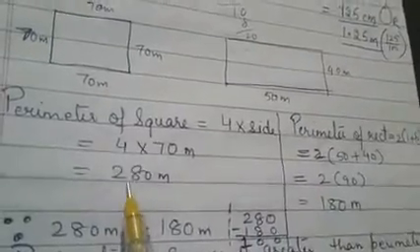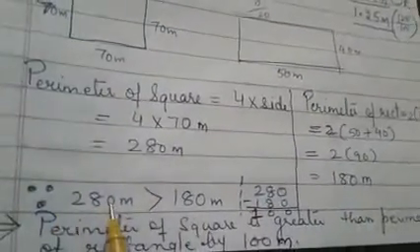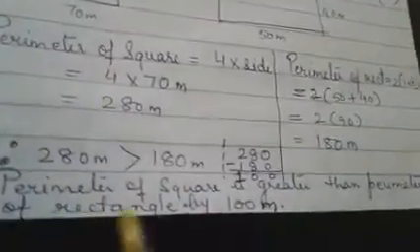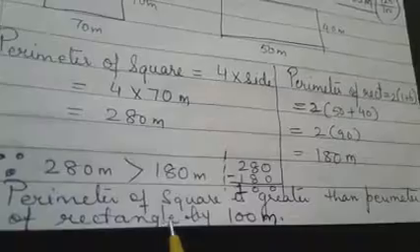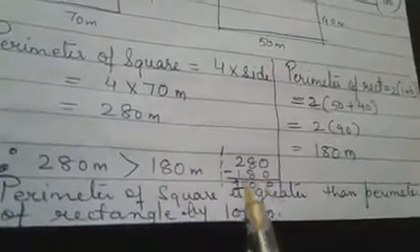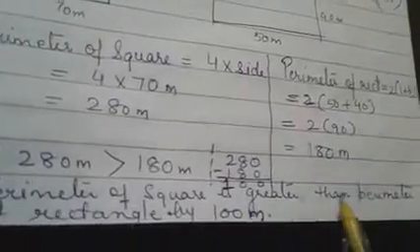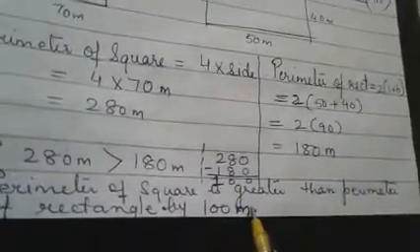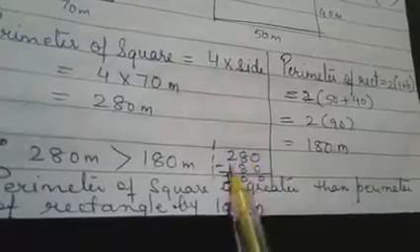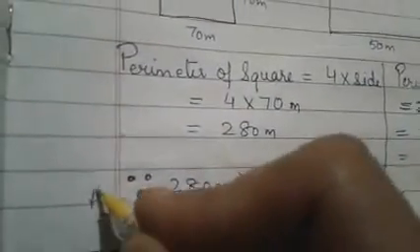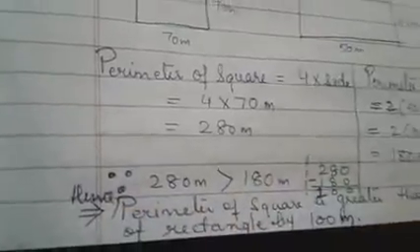so no issues. So let's see, since 280 meters is greater than 180 meters, surely the perimeter of the square is greater than the perimeter of the rectangle. So 280 minus 180 gives 100. And by how much? By 100 meters. So the perimeter of the square is greater than the perimeter of the rectangle by 100 meters. You can see here 280 minus 180 I have done for the by how much answer. Okay, so the answer is to be written. Hence perimeter of rectangle is right, otherwise you will say Miss has not written.